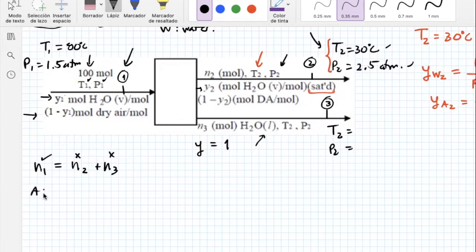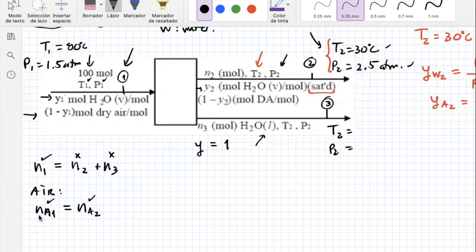Now I'm going to go with air. Take a look at this. I'm going to say that the amount of moles of air going at 1 should be equal to the amount of air going at 2. There is no air going at 3. There is just water at 3. Therefore, I can establish this. From the get-go, I can get this value from here and equate it to this value over there.